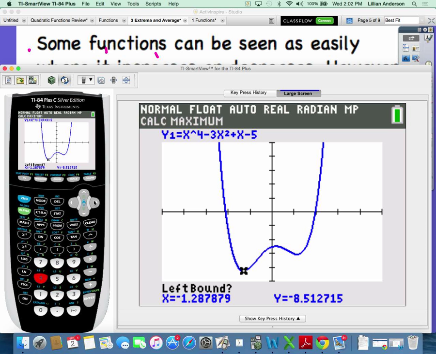Left bound. I need to go to the left of that maximum and click enter. Right bound. I need to go to the right of that maximum. Click enter. Double check. I need to make sure my maximum falls in between my arrows, which it does. Click enter on guess. There's the ordered pair for my maximum. Did anybody not get that?